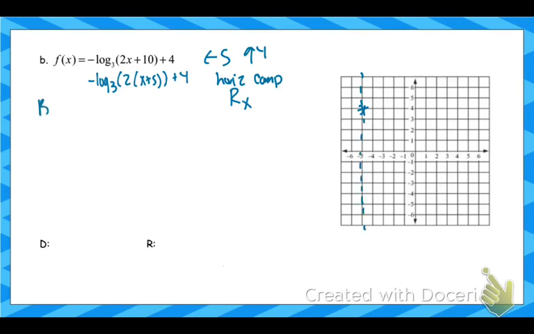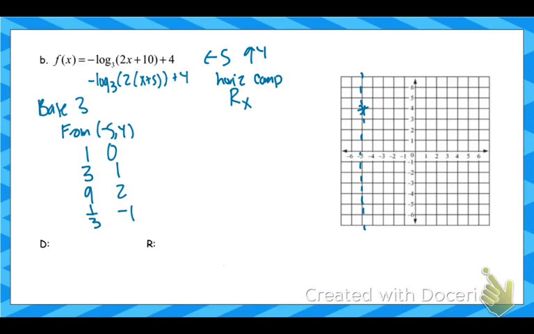The base here is 3. And then our parent function points are going to be in relation to negative 5, 4. So from negative 5, 4, I'm going to go over 1, up 0, over the base, up 1, base squared, 2, 1 over the base, negative 1.